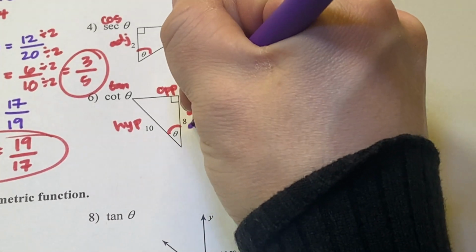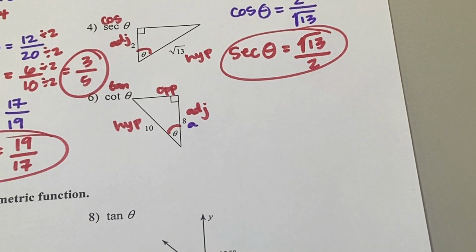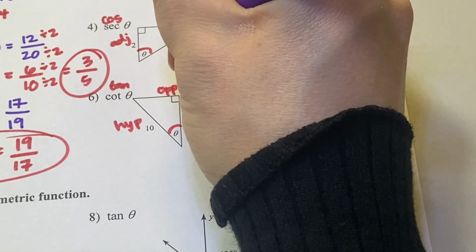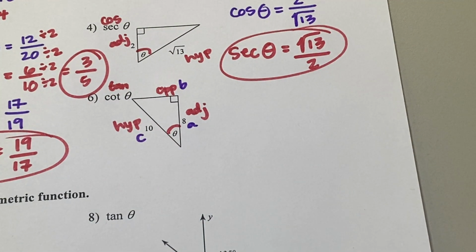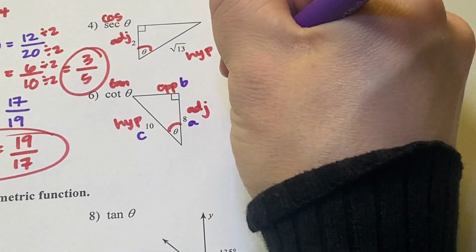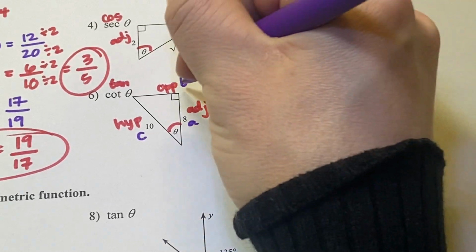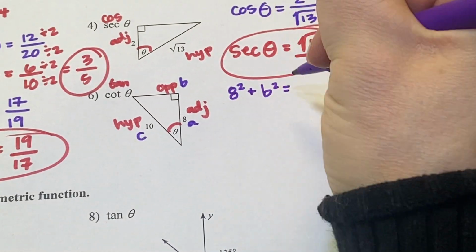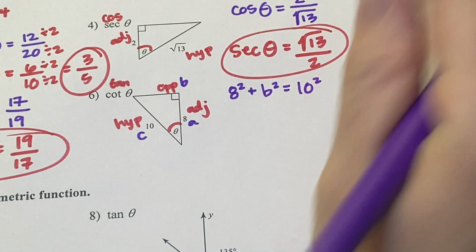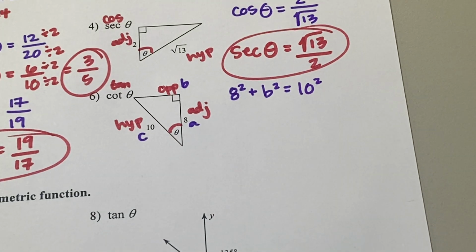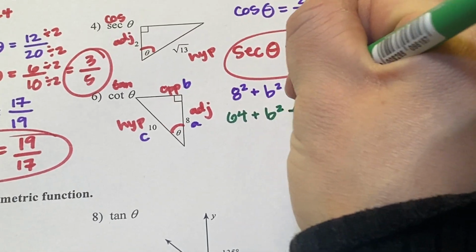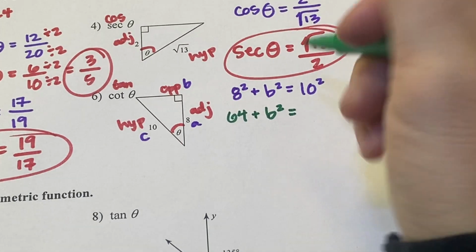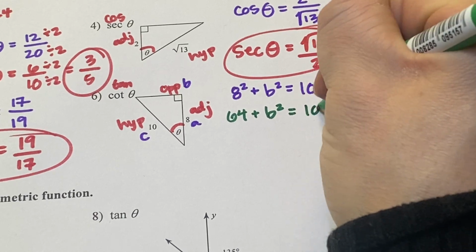Let's go ahead and make 8 our A, because we've got to plug this into the Pythagorean theorem. Opposite will be our B. We don't know B. Hypotenuse always has to be your C. Okay, here we go. This is good practice. A squared, so 8 squared, plus B squared, don't know B, equals C squared, 10 squared.